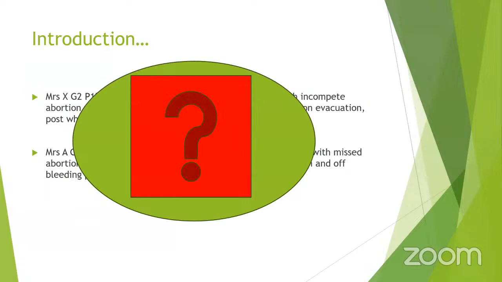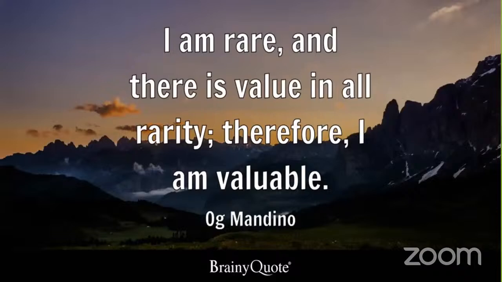Before telling the differential diagnosis, I would like to tell you a quote. "I am rare and there is value in all rarity, therefore I am valuable." I am telling you this quote because AVM is a rare thing, but it can cost a patient's life. It's a life-threatening condition, and hence we should not forget these rare things while diagnosing a disease.